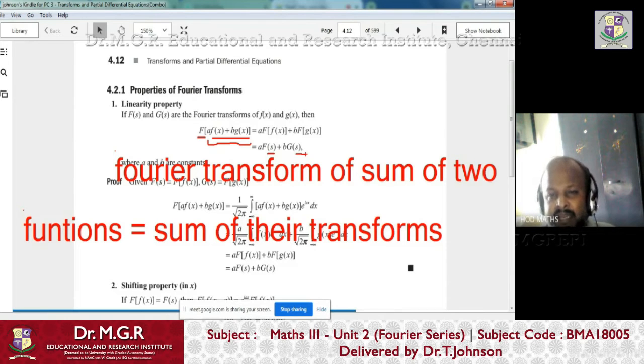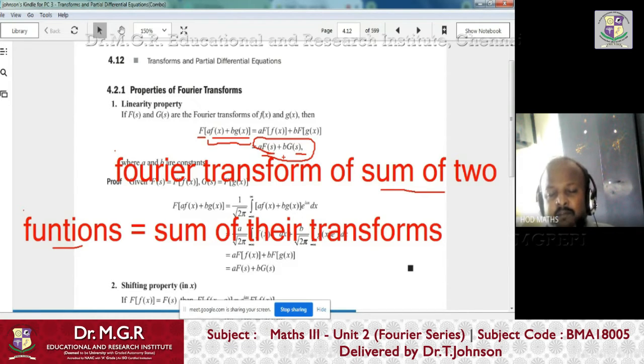So a and b are some numbers. The Fourier transform of 2 sin x plus 3 cos x is the same as 2 times the Fourier transform of sin x plus 3 times the Fourier transform of cos x. So the Fourier transform of the sum of two functions, f of x plus g of x, is the same as the sum of their transforms. After finding the transforms, you have to sum the transforms. F of s is one transform, g of s is another transform, and you are adding the two transforms. That is called the sum of the transforms. So both are the same, right?